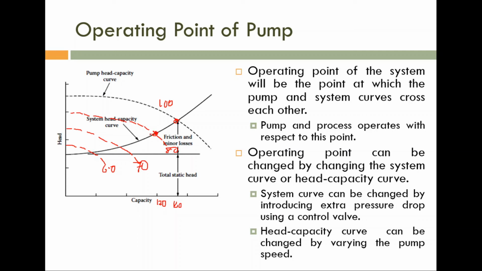Am I correct? Okay, so by changing the speed of rotation, we can change the operating point. This is what we need to change the operating point with respect to different applications. So if you want to change the operating point, this is one thing that we can do.